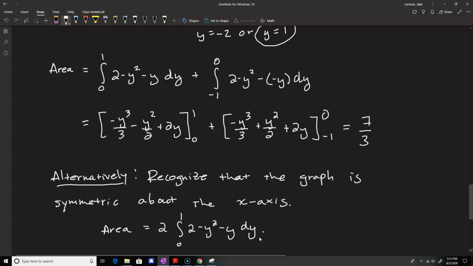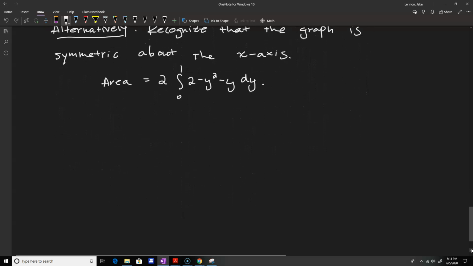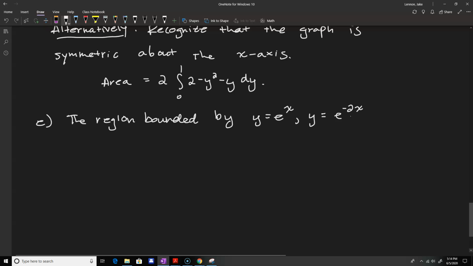But anyway, there's no shame in doing things twice, and the more you do that, the more tricks you have in mind to remember. So for our last example, let's do one where maybe we don't have the graph shown to us, but usually we can figure out what they are. So for E, let's say the region bounded by 3 curves, bounded by y equals e to the x, y equals e to the minus 2x, and x equals the natural log of 4.